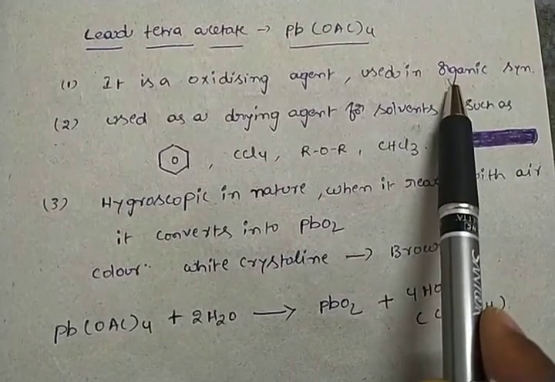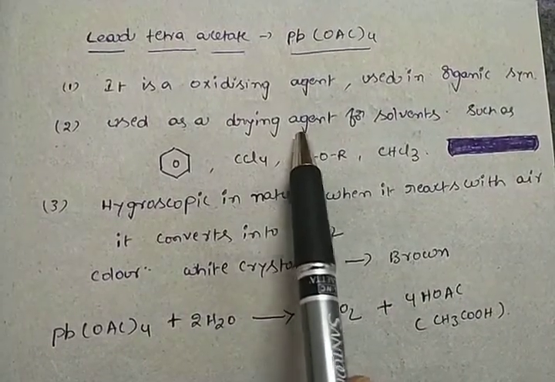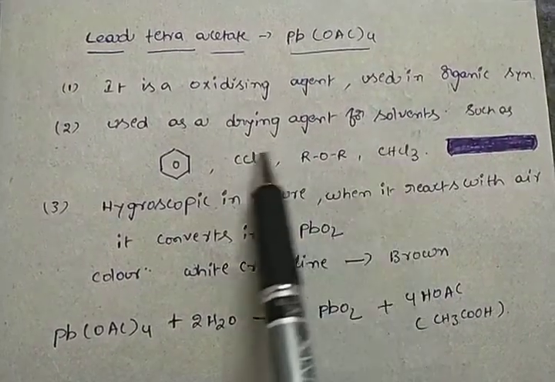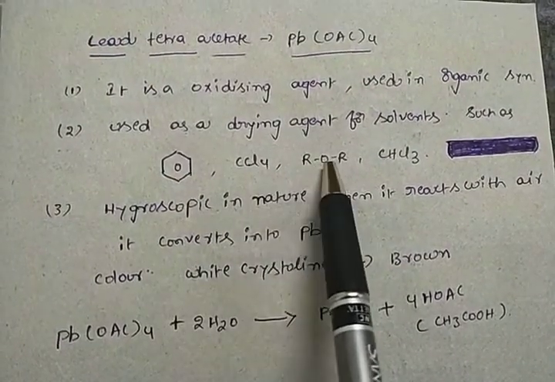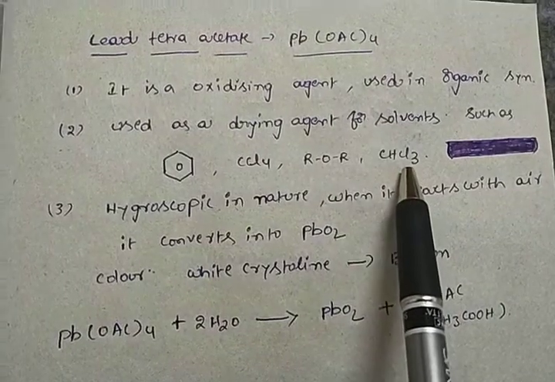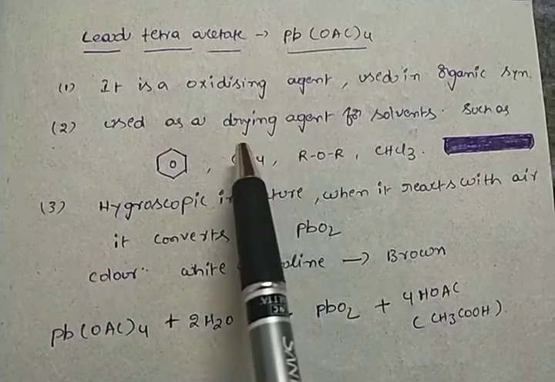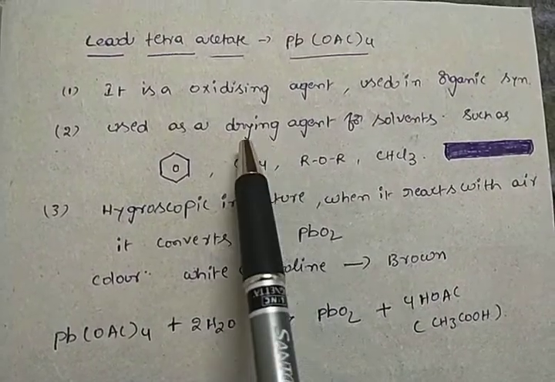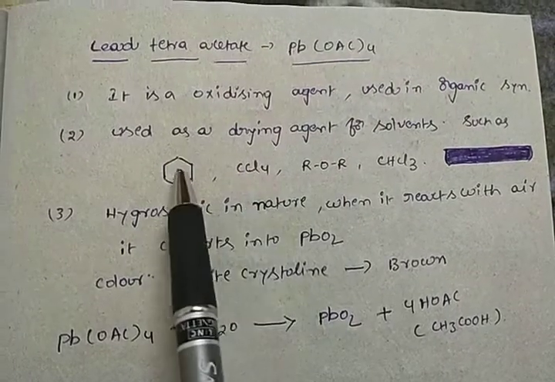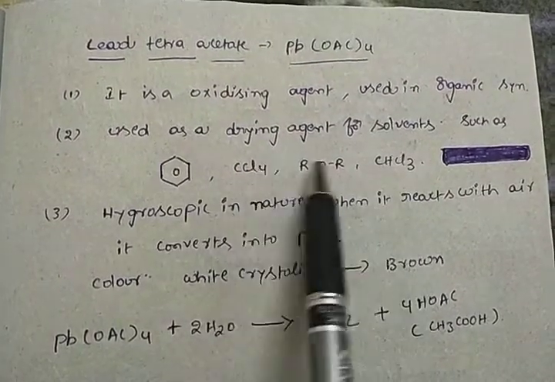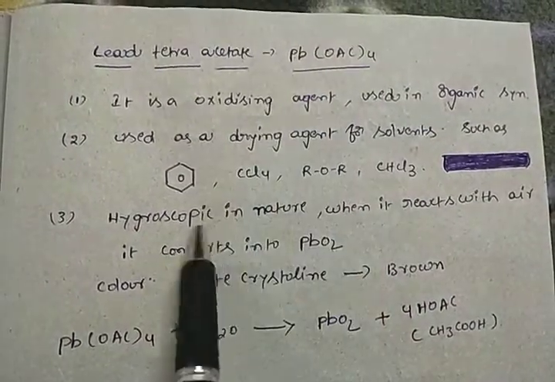We can also use this as a drying agent for solvents. What are the solvents? Like benzene, carbon tetrachloride, ether, chloroform, etc. Some more solvents are also possible. For this purpose also we can use it. Some moisture will be present in the solvent, so we can dry it with lead tetraacetate.